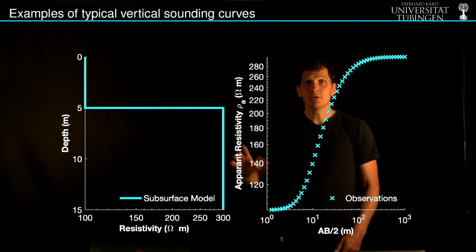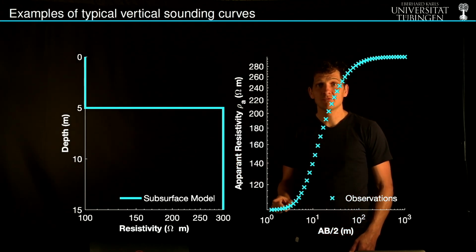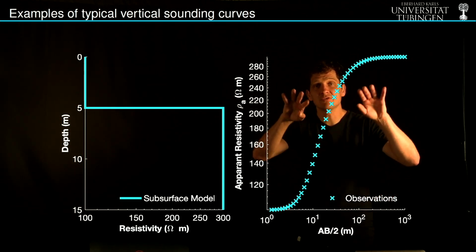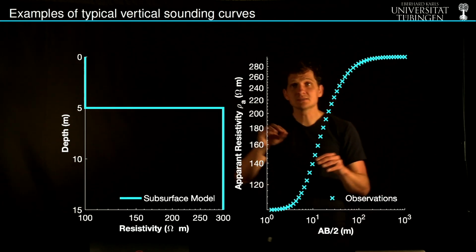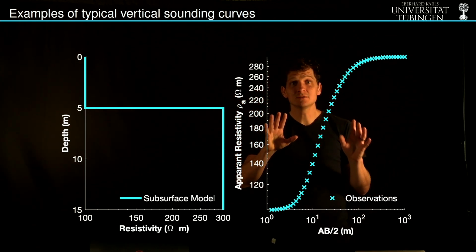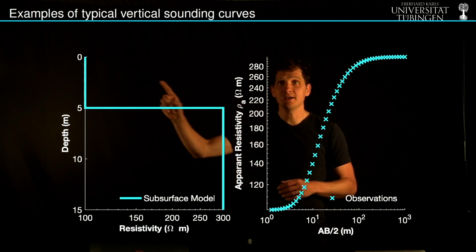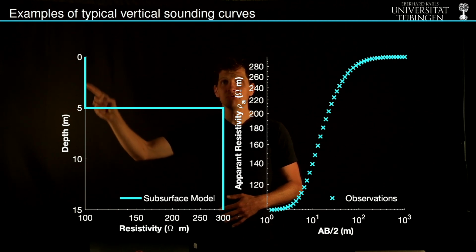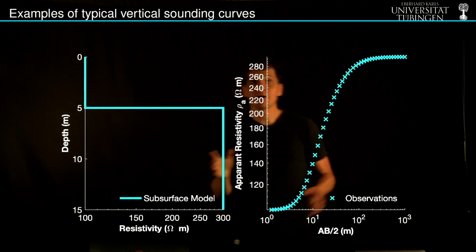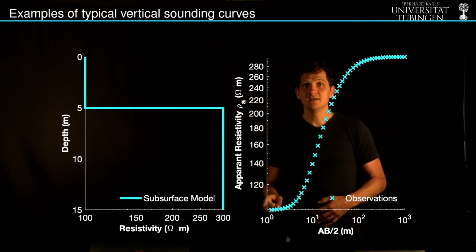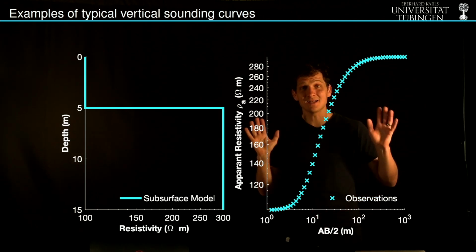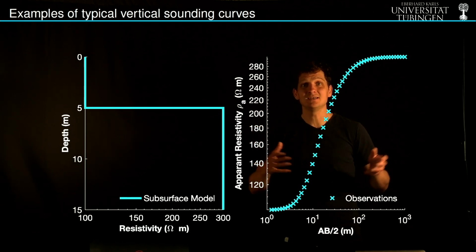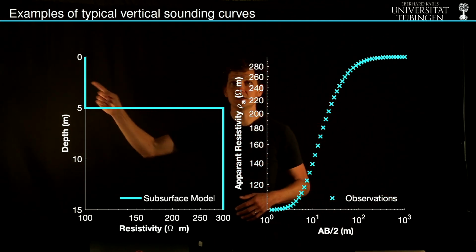Okay? So at small distances, remember, at small distances, we have very shallow penetration of our flow lines. So this means we will mostly see the shallower layer. And the shallower layer has a true resistivity of 100 ohm meters, and our inferred resistivity is about that magnitude. Okay, so that's good. That's what I mean with that the apparent resistivity is somewhat diagnostic of the true resistivity.